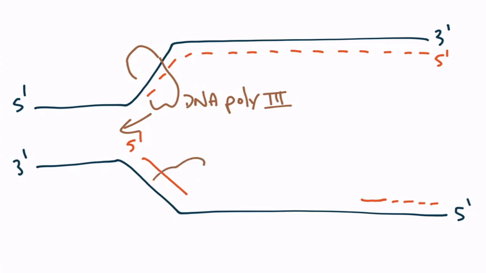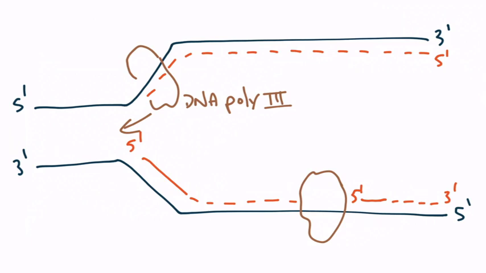Next, DNA polymerase III binds to the new primer and adds deoxynucleotides onto the 3' end of the primer. So DNA polymerase III synthesizes new DNA in this direction. Again, it's synthesizing DNA in the 5' to 3' direction. As DNA polymerase III moves away from the replication fork, I'll represent the newly synthesized DNA with dotted lines.